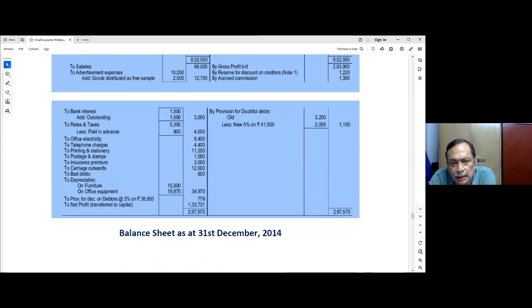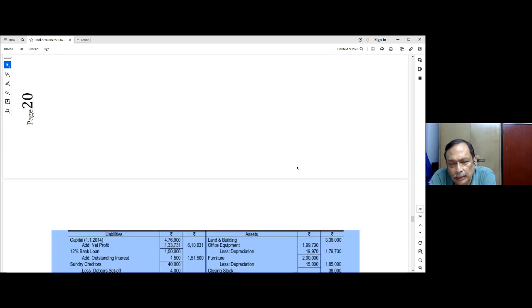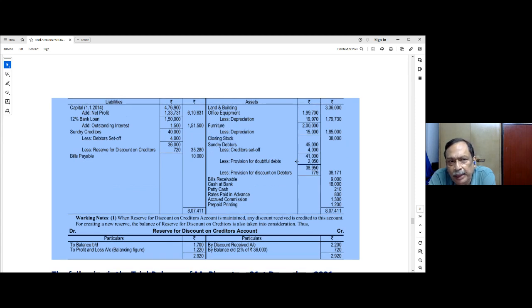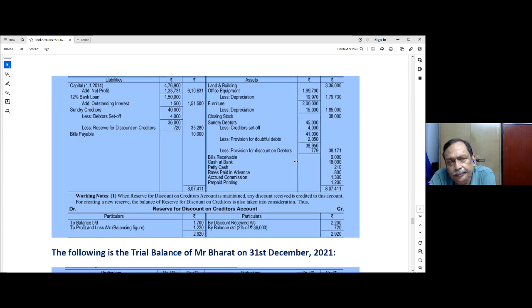Okay. Now, in the balance sheet, we have to take liability side capital, then net profit, then 12% bank loans at outstanding interest, sundry creditors less debtors set off, less reserve for discount on creditors and bills payable.